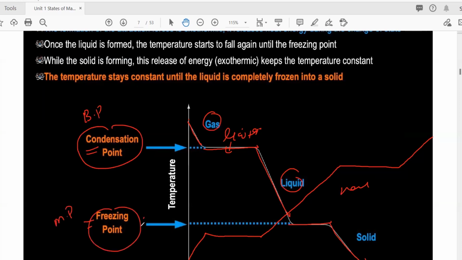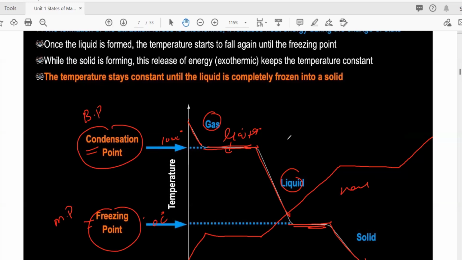Here we write freezing point. Everything is same. If I want to write for water, I will write here 100 degrees Celsius and here 0 degrees Celsius. And the same thing again, the length here is more as compared to the length here, like this. So this is a cooling curve.